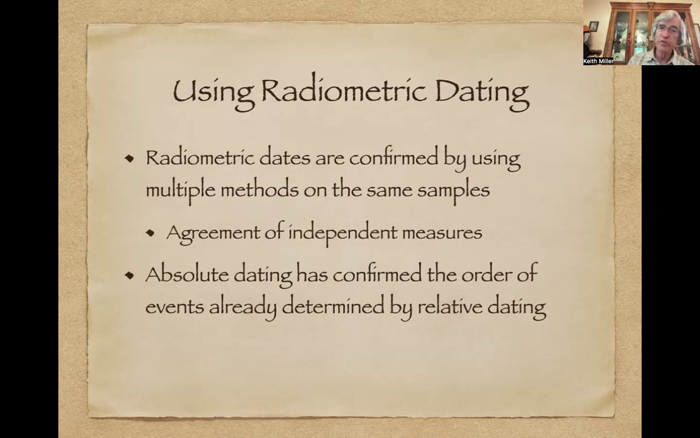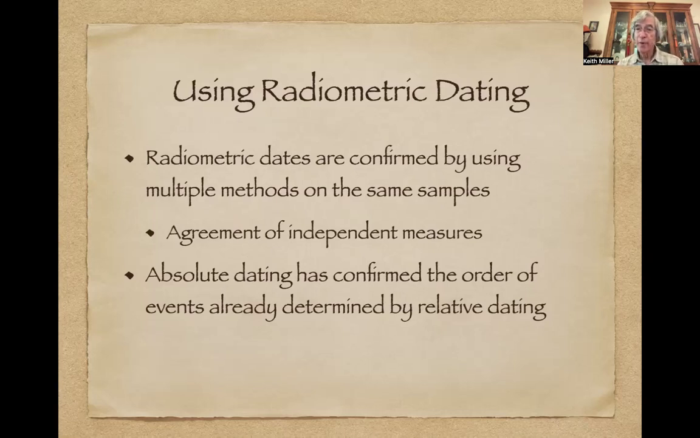A couple closing remarks here about using radiometric dating. Radiometric dates are confirmed by using multiple methods on the same samples, if at all possible. This is very common in science in general. You want multiple independent methods of getting at the same information, the same numbers. So in many cases, a given rock will allow you to use more than one method.